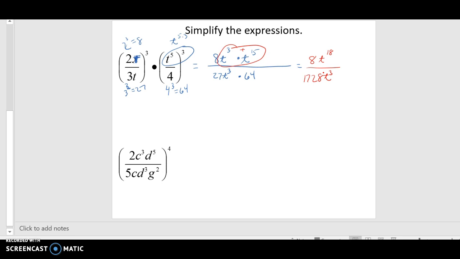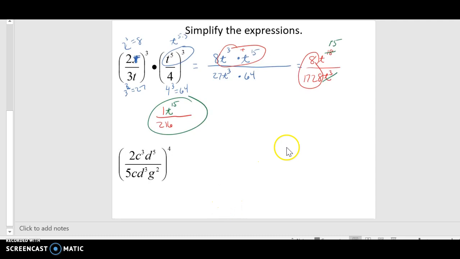Right now I can go ahead and reduce this fraction. Both of these can be divided by 8. 8 divided by 8 is 1 over 216. But then when I go to do the t's, I can cancel out 3 t's off the bottom, 3 t's off the top, which means I have 15 left. So t to the 15th, and this is your final answer.